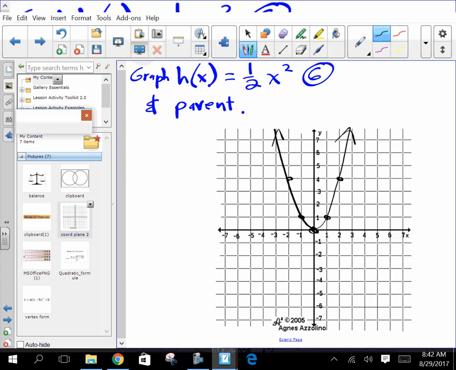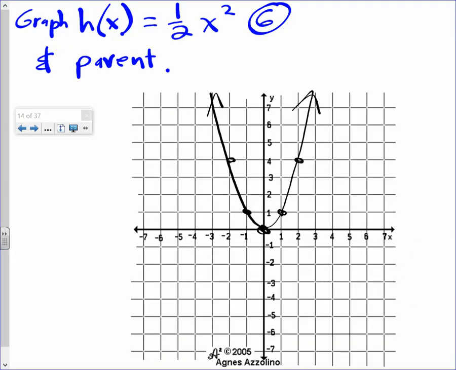Parent's in black right now. Okay. In all these examples. So f of x equals x squared. There's your parent. Parents can have a child. Child looks like what's in blue here. The child is h of x. h of x equals 1/2 x squared.